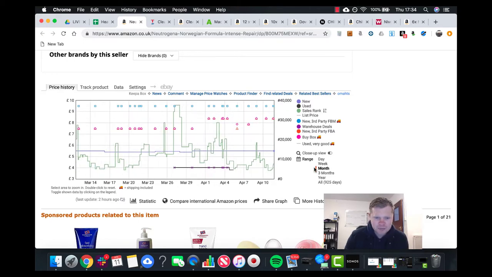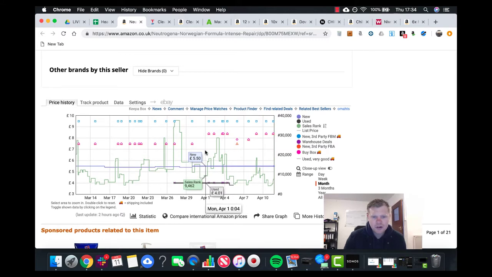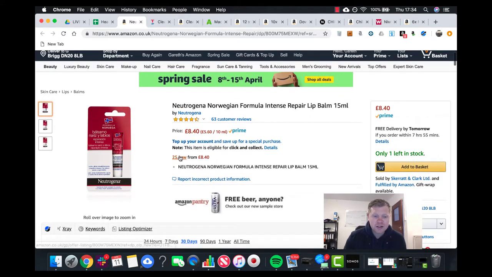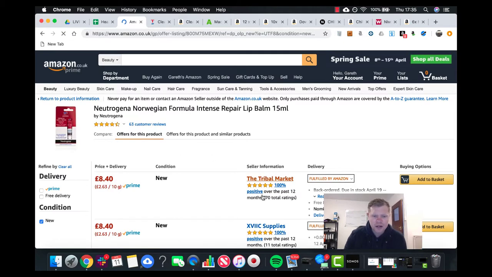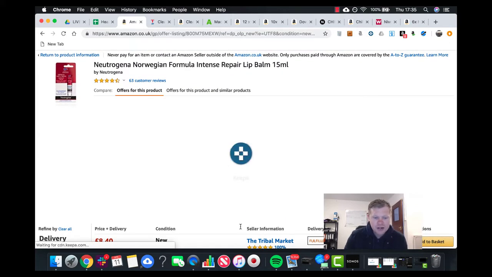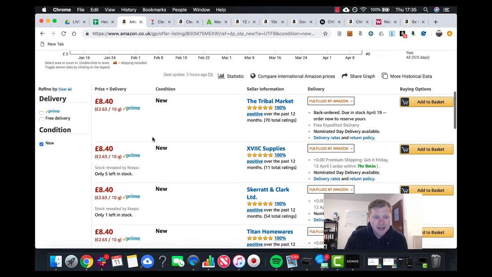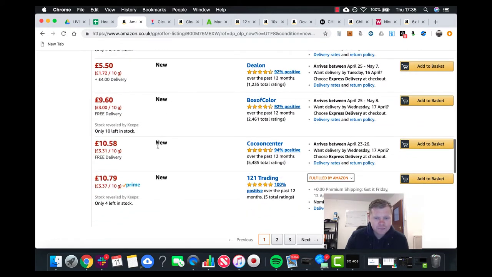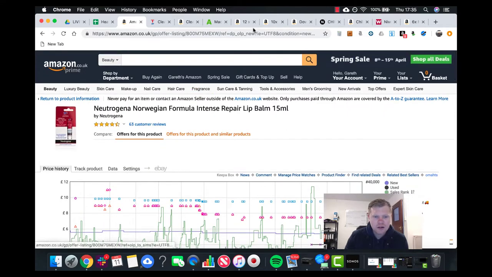Let's go down to the last month. Yeah, so it's been a bit up and down, but it's evened out for the last couple of days since the beginning of April. About £8.40. Again, that could be self-fulfilled sellers. You've got 25 sellers on this one, so quite a few guys. The actual lowest prime is at £8.40, which is interesting. Yeah, so that's looking okay.